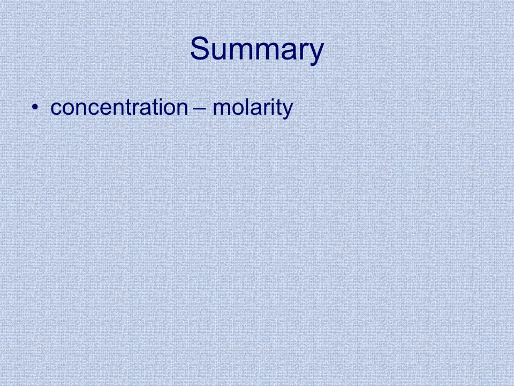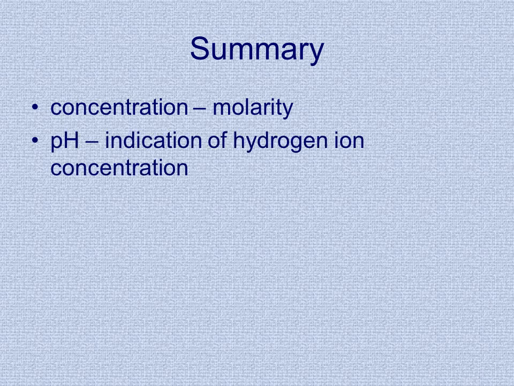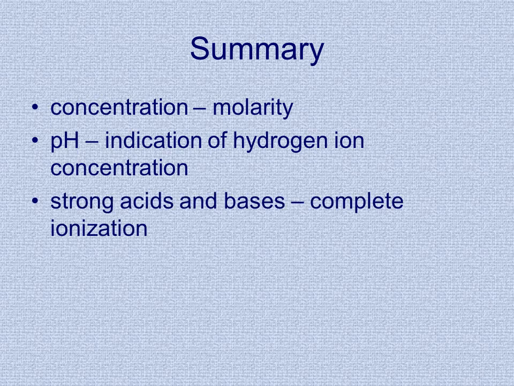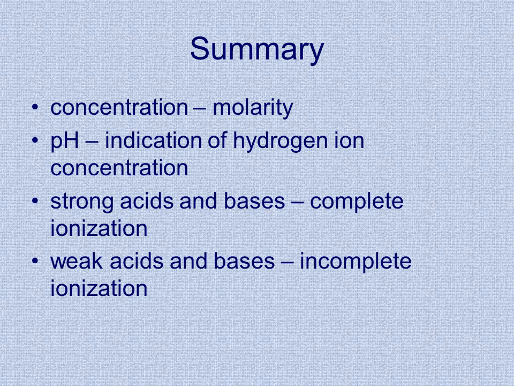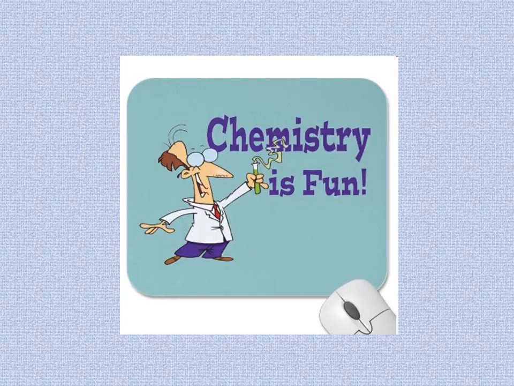So in summary, we've talked about the idea of concentration, we've defined molarity, and told what that means. We've talked about pH, an indication of hydrogen ion concentration, keeping in mind that the higher the pH, the bigger the pH number, actually the lower the hydrogen ion concentration there is. We've talked about strong acids and bases, where we get complete ionization of the molecules when you dissolve them in water. Weak acids and bases, you only get partial ionization. You get incomplete ionization of the acid or the base.